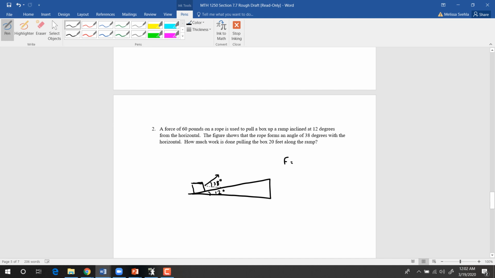So work is, my bad, force times the distance. So your force is pretty straightforward. It's 60. Your distance is 20. Now, what is your angle going to be? We are pulling up, or the person's pulling up at 38 degrees. However, they are on a 12-degree ramp. So your cosine is actually not 38 degrees because the 12-degree ramp is kind of taking up the difference. So you're going to do 38 minus 12. So 60 times 20, cosine of 16.